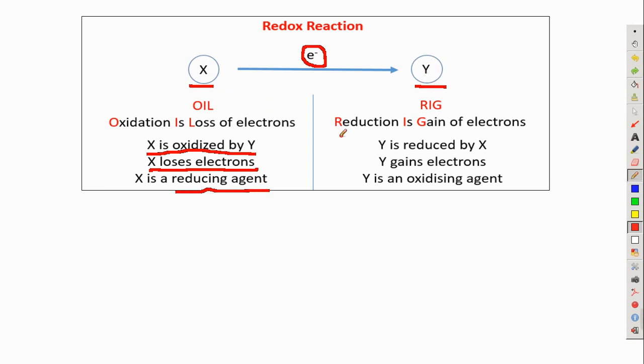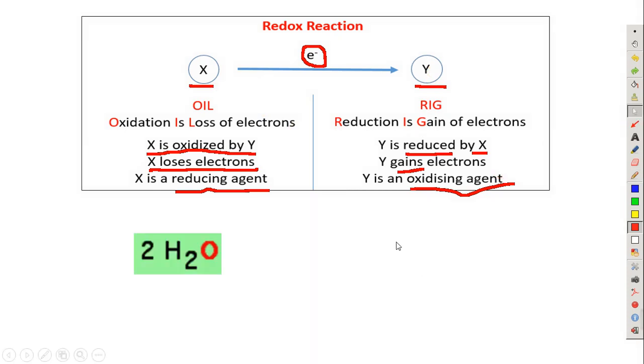Let's do the same thing for the Y molecule. As Y is going to gain electrons, we'll say that Y is reduced by X because it's thanks to the action of X. So Y gains electrons, and it is said that Y is an oxidizing agent because it's a molecule which can oxidize another one, and in this case Y will oxidize X, therefore taking its electrons away from X. So this is a bit theoretical and general, so what we're going to do immediately is transfer this knowledge onto the example we're going to deal with.